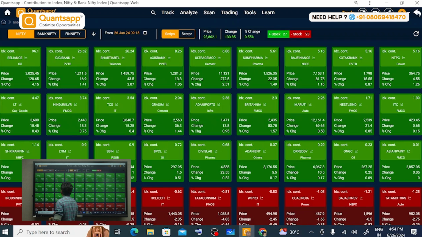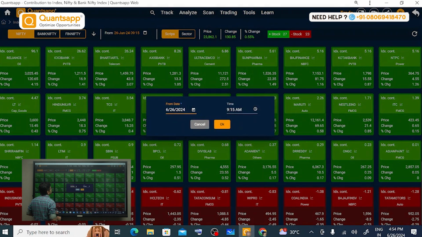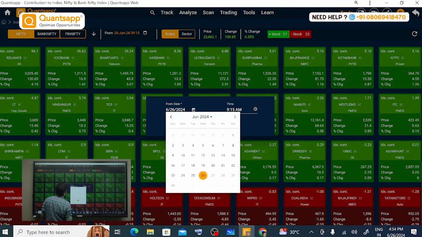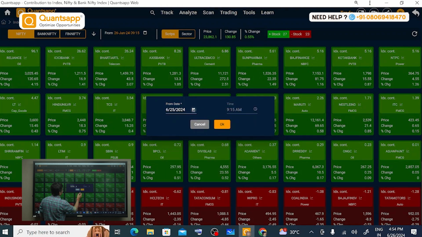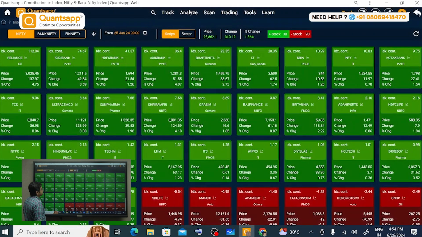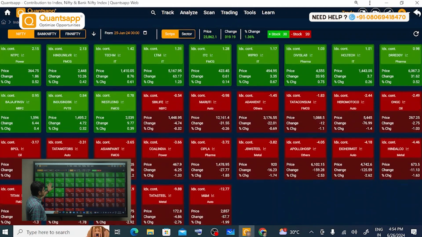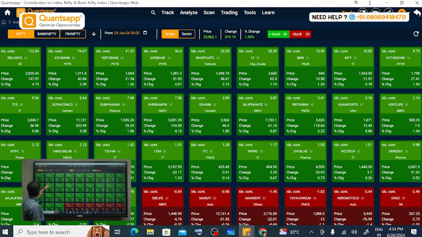Now, if you want to change the index, you can change it from here. And if you want to look at the previous day's index contribution, you can select the date from here. Today is 26 June. If I change the date, I can change it from here. I want to look from the 25th. Just take a look. You can see below they are negative and here they are positive.